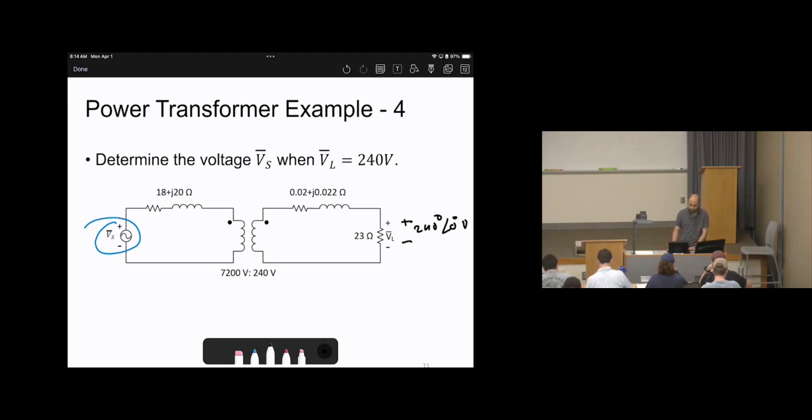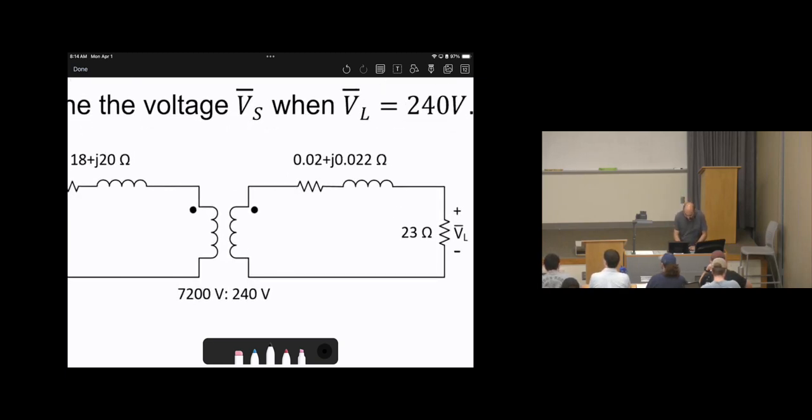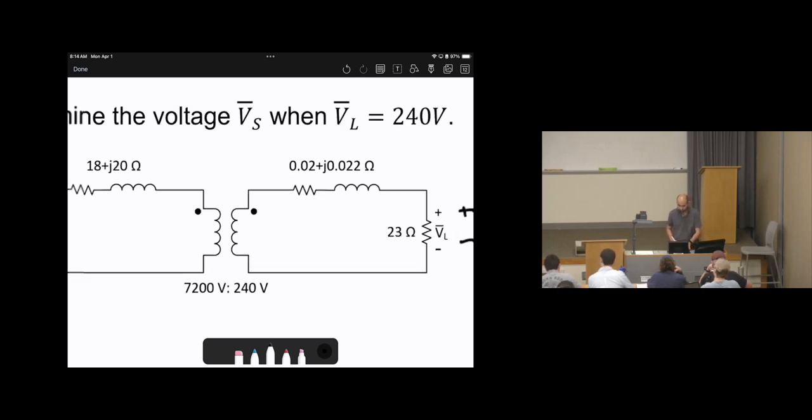Now we need to determine again V source. What should I do? The first step before doing anything: make sure, are the voltage polarities and current directions given? No, they are not given. Assume your own, or assume based on our rules. How do we define the voltage polarities and current directions? We make the positive at the dots. Here is V1 bar, positive at the dots, V2 bar. Then the current enters the dots. So here is I1, here is I2 bar. Okay, does this make sense?